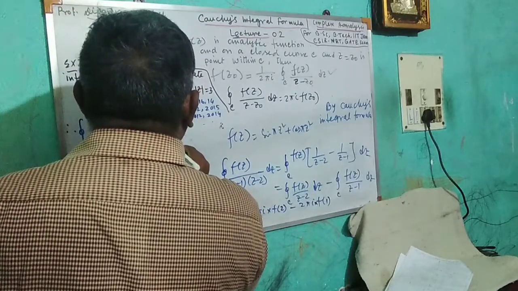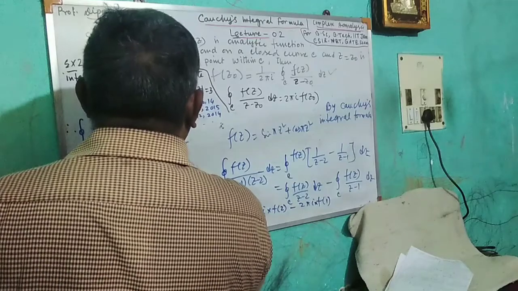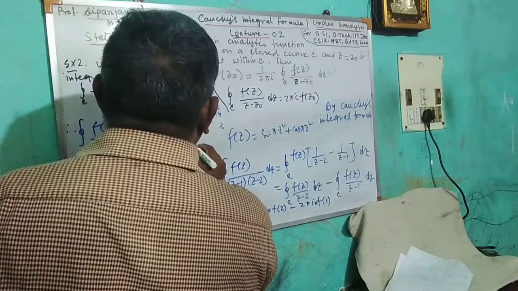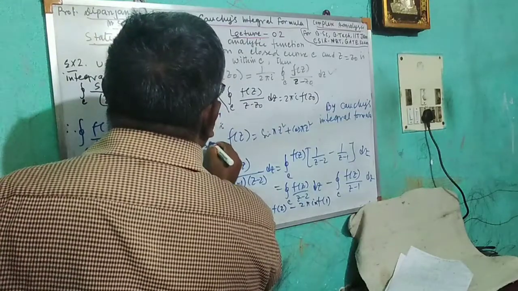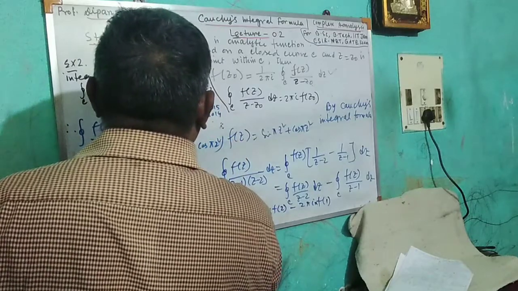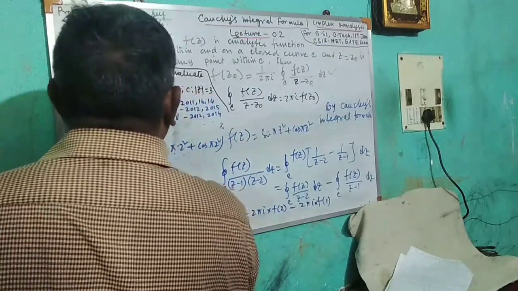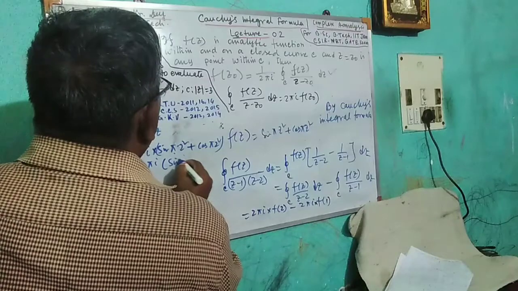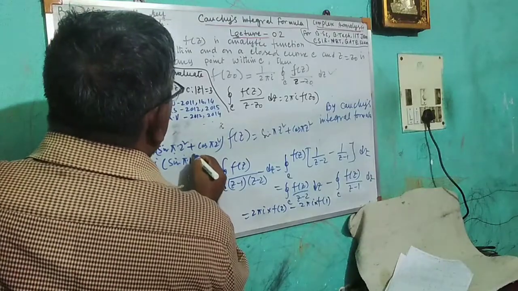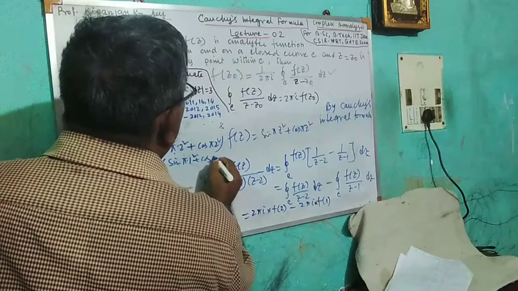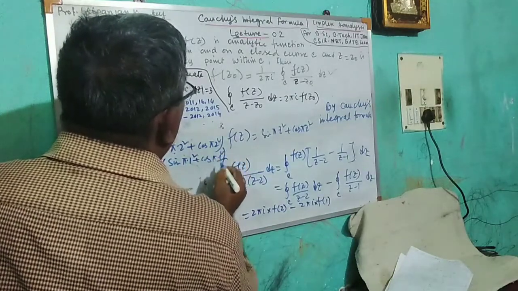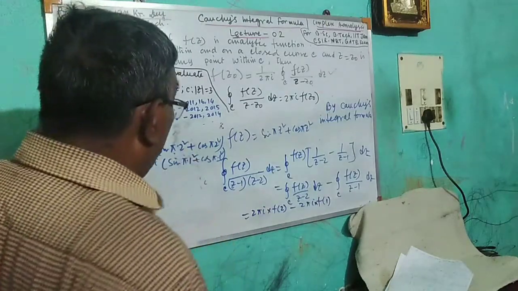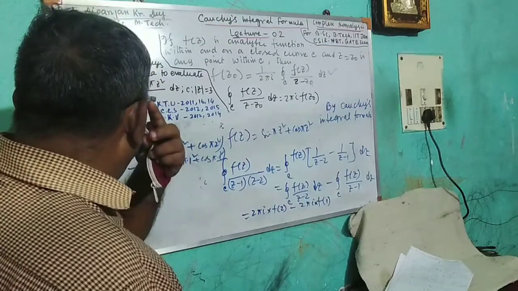Sine pi 2 square minus 2 pi I sine pi 2 square plus cos pi 2 square, minus 2 pi I minus 2 pi I, sine pi into 1 square plus cos pi into 1 square. So we can take 2 pi I common, that is sine 4 pi minus cos 4 pi.